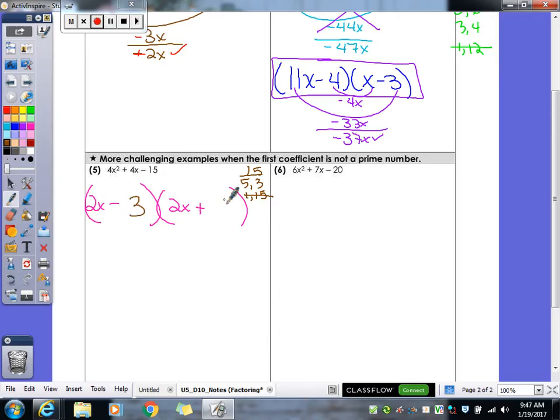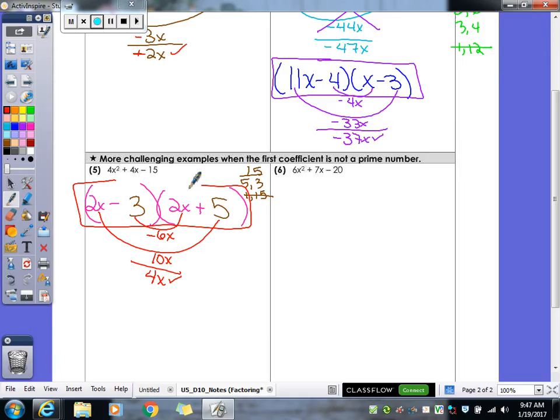So let's see here. So I just put them anywhere. And let's check. Negative 3 times 2x gives me a negative 6x. 2 times 5. So negative 6 plus 10 gives us positive 4. All right, we got that one on the first try.